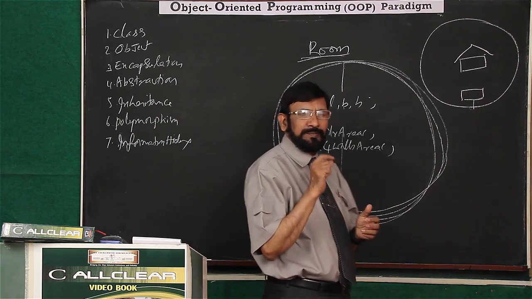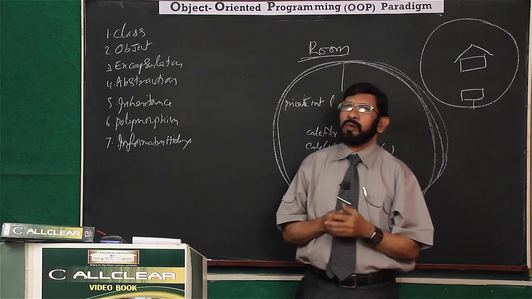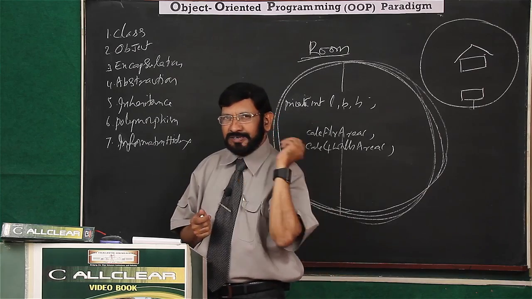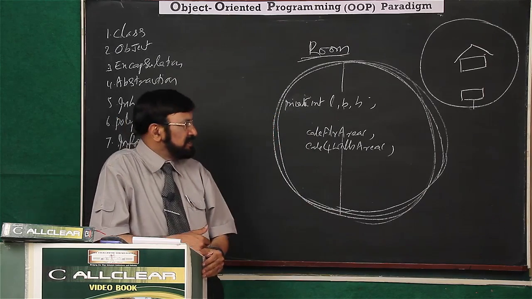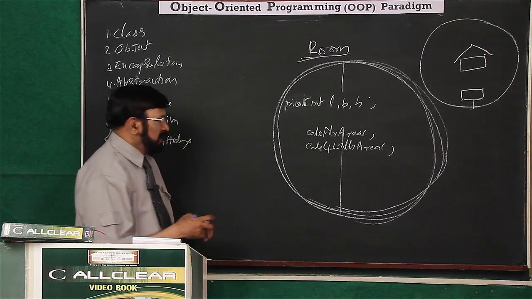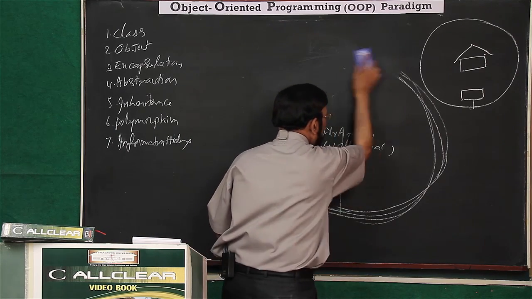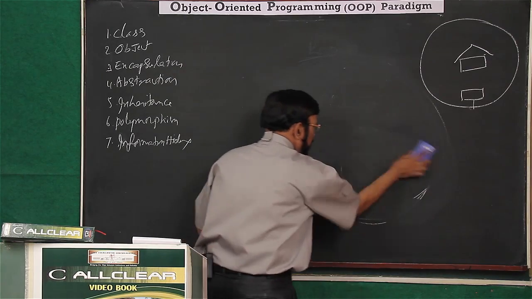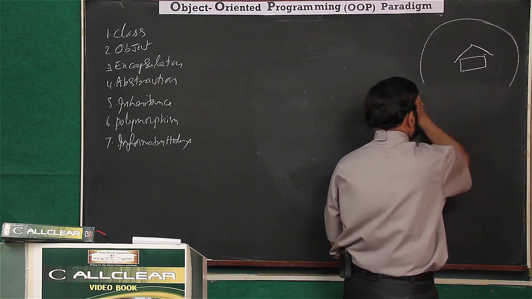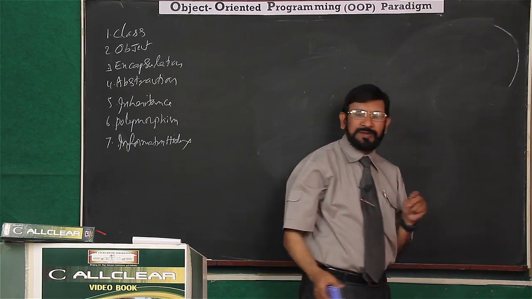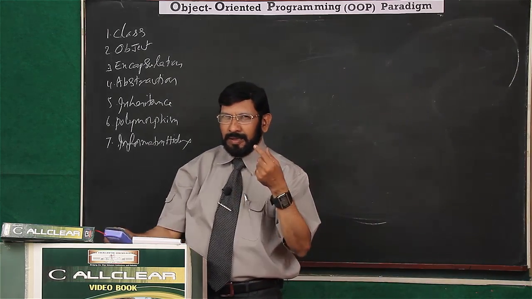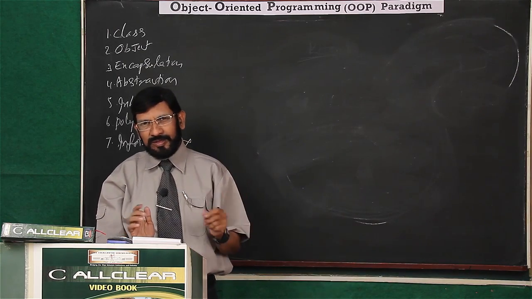Abstraction. What is the meaning of abstraction? Look at the essential, ignore the rest. Actually, encapsulation and abstraction are complementary features. Two complementary features. Abstraction: look at the essential, ignore the rest.